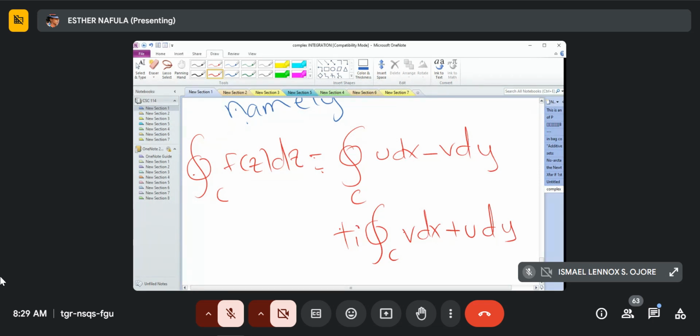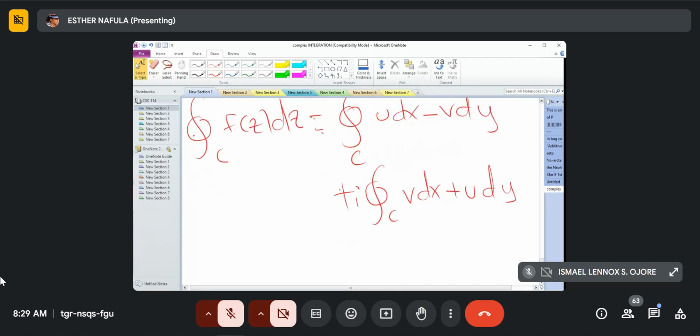So the contour integral f of z dz reduces to calculating the ordinary line integral u dx minus v dy plus I times the integral of v dx plus u dy. You don't have to cram the formula. This is how you arrive at it. So maybe you can say justification.